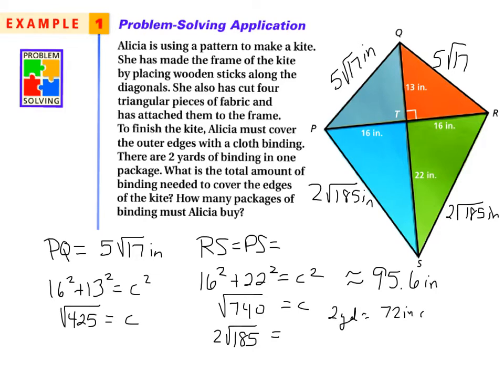Now, being that we have 2 yards, one package contains 2 yards, and 2 yards is equal to 72 inches. Well, if I have 95.6 inches, I'm going to take 95.6 divided by 72, and you can just think of this in your head anyway, because if each package comes to 72 inches and I have 95.6, I'm going to have to buy 2 packages. If you divide, you get approximately 1.3 packages. Well, you can't open up a package and take some out, so my final answer, you would need 2 packages of binding.